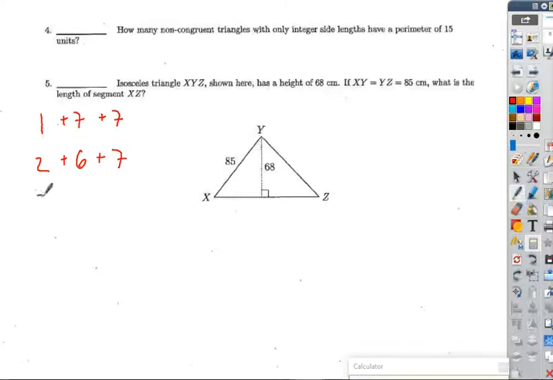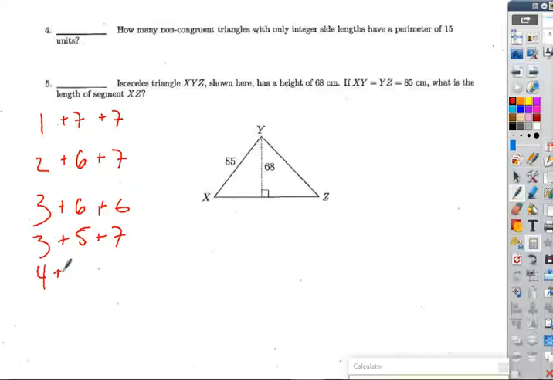Let me go to 3. So 15 minus 3 is 12. So we have 6 plus 6. Obviously 3 plus 6 is bigger than 6. How about 3, 5, and I'm just going to make this one bigger, so 7? So 3 plus 5 is 8, so it's bigger than 7. So that's great. And if I go one less, 3 plus 4 is just not going to work. So let's say our shortest side is 4.